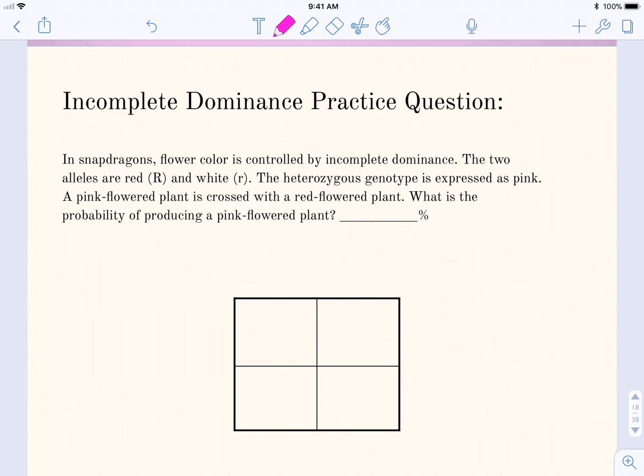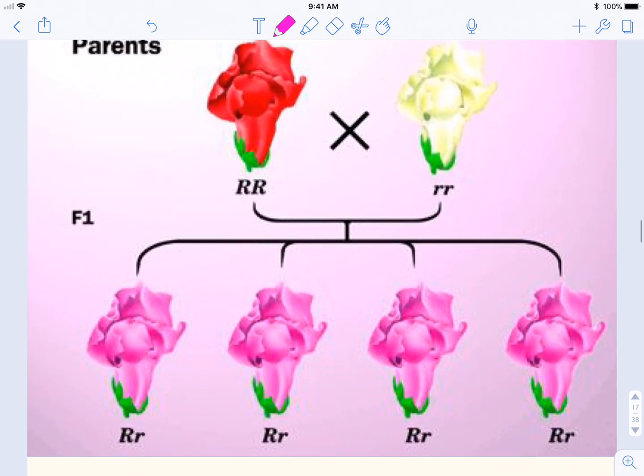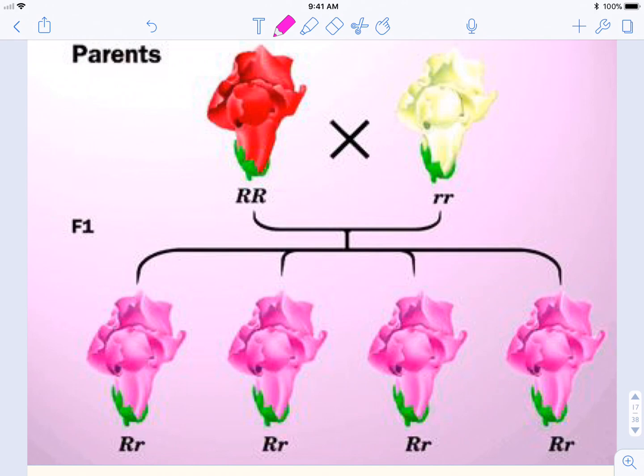If you remember in class, we last talked about incomplete dominance, right? So this exception to Mendel's rule. We talked about Andalusian chickens. We also talked about snapdragons, where basically the difference between incomplete dominance versus everything we learned with Mendel and his pea plants is that in incomplete dominance, neither allele is actually dominant over the other.